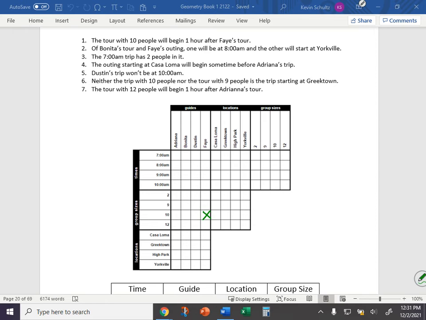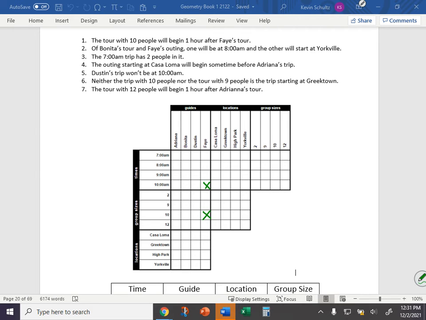Okay. So I think we've eliminated everything that we can as far as group size here, but there is something about the time of Faye's tour we can also get rid of. Joe? 10 a.m., because it can't have another tour after that. Right. Faye can't be the last tour, because if there's a tour 1 hour after hers, she cannot be the tour at 10 a.m., because there is no tour after 10 a.m., right? So that's what we're looking for here. What can you eliminate? Not always what can I conclude.